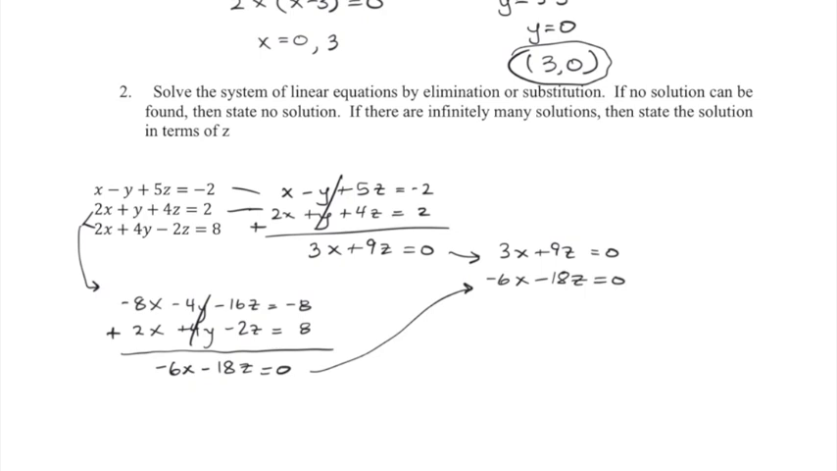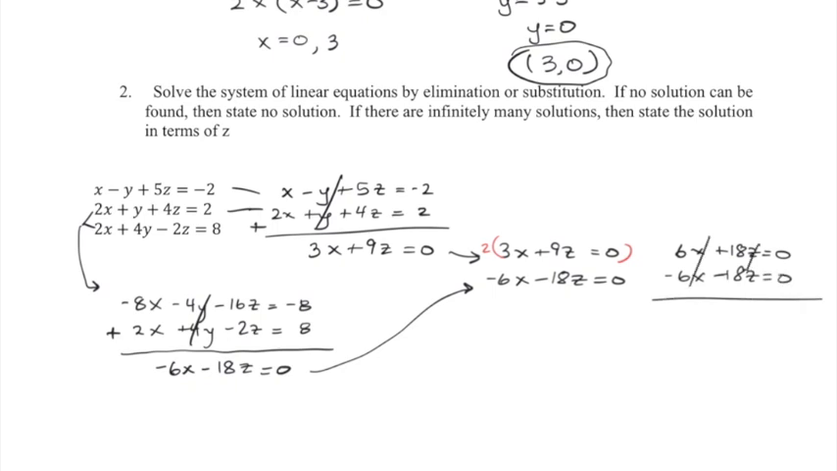So now we have a system of equations where y is gone. We still have x and z. So now we need to solve for either x or for z. I'm going to eliminate x, which means I have to multiply this top equation by 2. So that one becomes 6x plus 18z equals 0, and the bottom equation stayed the same.